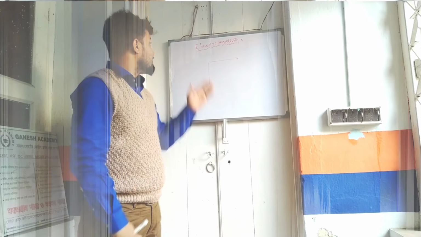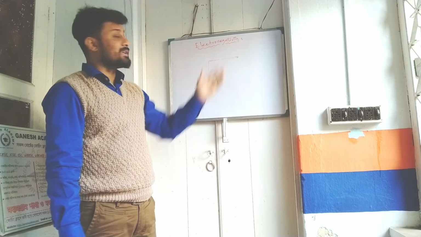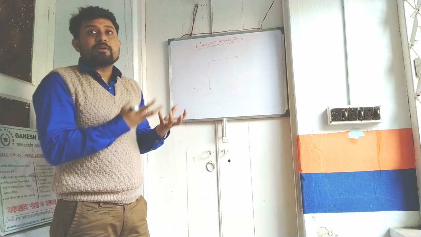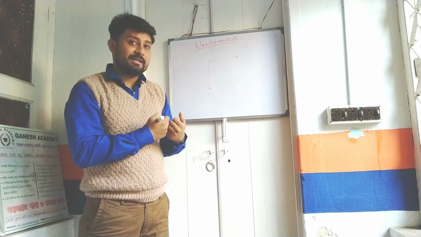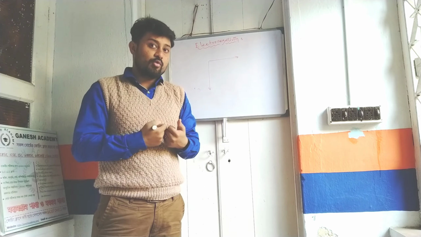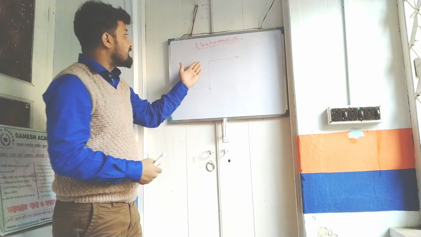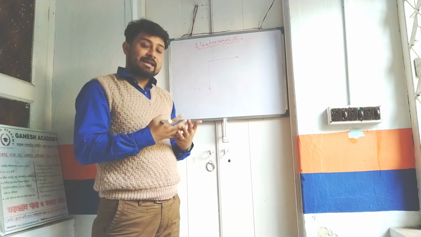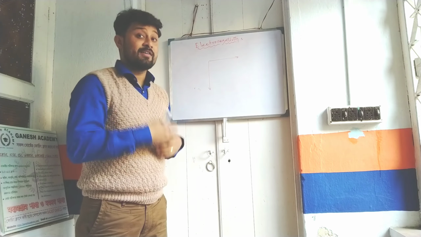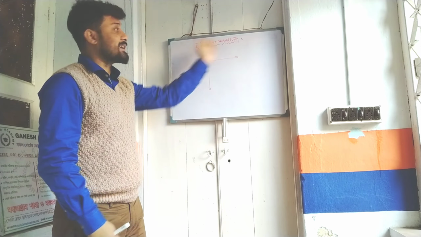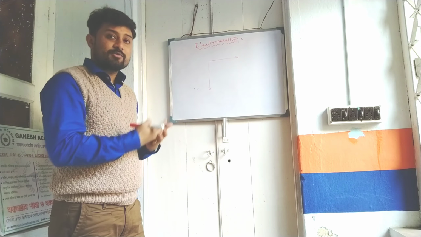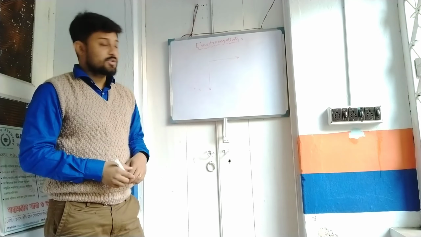Our next characteristic is electronegativity. Electronegativity is the affinity towards electrons when it is bonded covalently with another atom. So the elements having higher attraction towards electrons, having higher affinity towards electrons, have higher electronegativity. Which are the elements which have higher affinity towards electrons? The non-metals.